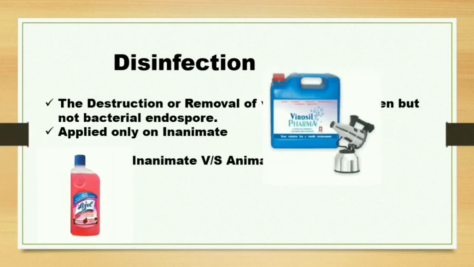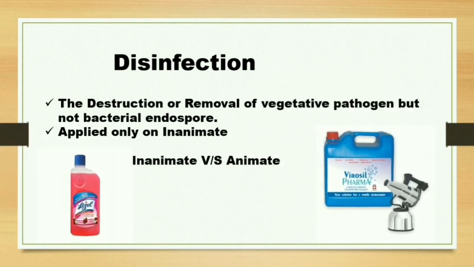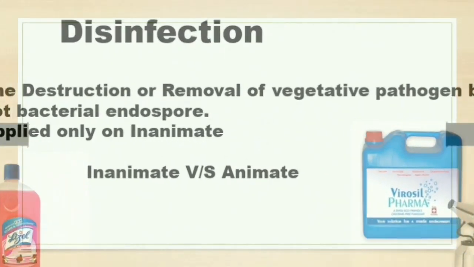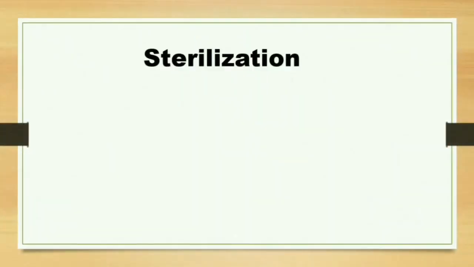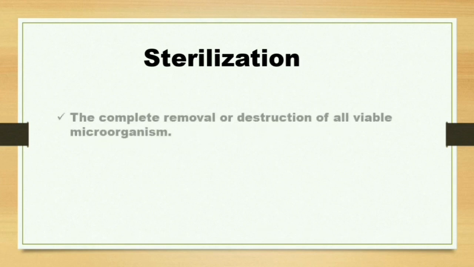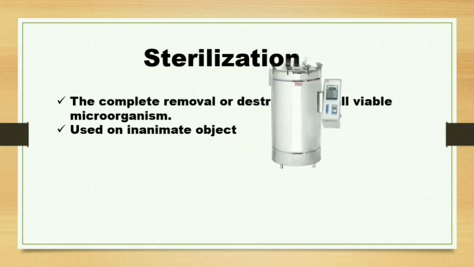And now come to the next point, sterilization. Sterilization is the complete removal or destruction of all viable microorganisms. Sterilization is done by many processes. It is done by exposure to physical and chemical agents, and by filtration. The most common method for sterilization is autoclave sterilization.